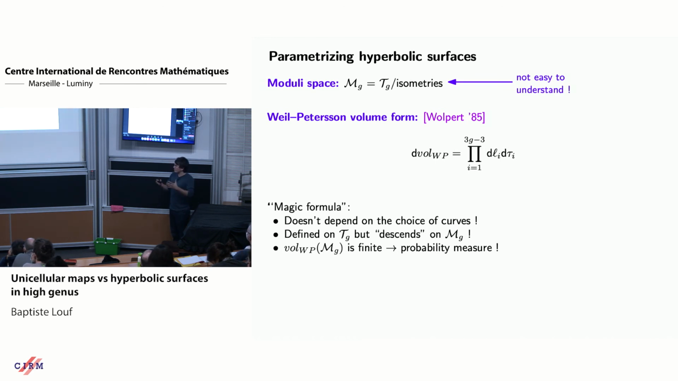And when you have a finite volume of something, then it gives you just a probability measure, because the probability of your subspace is just the volume of your subspace over the total volume, which you cannot do if you have an infinite total volume.